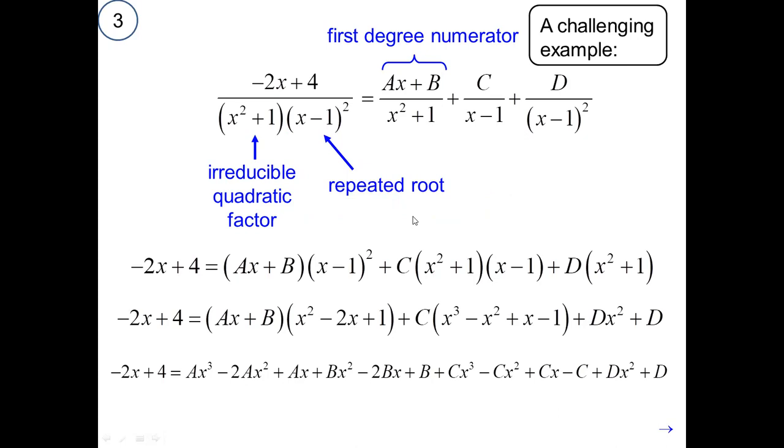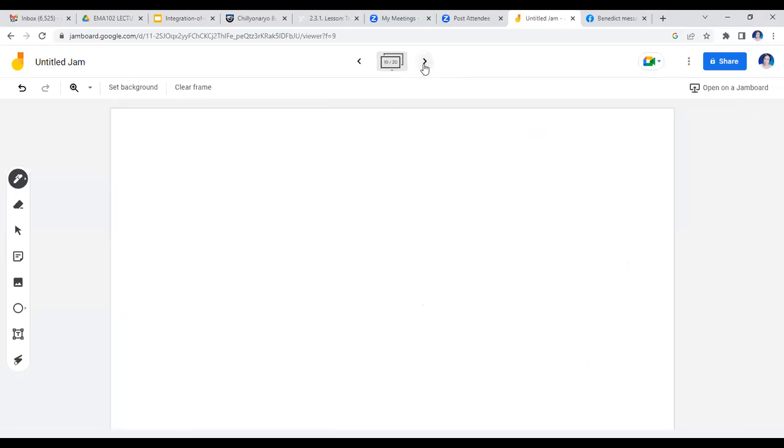Okay, I'm just taking a picture, that way when we go to the Jamboard, we will know the partial fraction that we're going to work on. Okay, let's see. So I will go to the Jamboard. Okay, we'll proceed here. So there, what we have is negative 2x plus 4 divided by x squared plus 1, and you have x minus 1 squared.